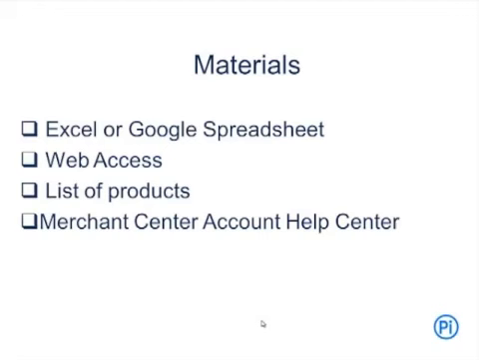You can have an Excel or a Google spreadsheet in order to do it. The Merchant Center does allow you to upload Google spreadsheets for product feeds, but for the purposes of today, we're just going to use Excel to keep it nice and simple. You'll need web access and a list of your products. In this case, we're only going to use a couple of products targeted to the USA to keep it simple, and they're going to be ebooks. And then, of course, the Merchant Center account help center.